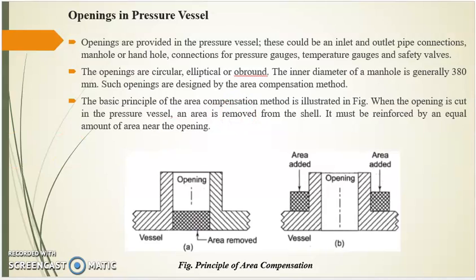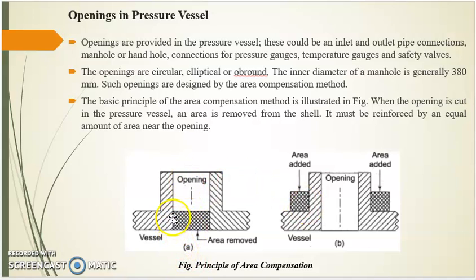When the opening is cut in the inner pressure vessel, an area is removed from the shell. It must be reinforced by an equal amount of area near the opening. Now we will see this figure. First of all, this is figure A. This is the vessel, this is the opening.